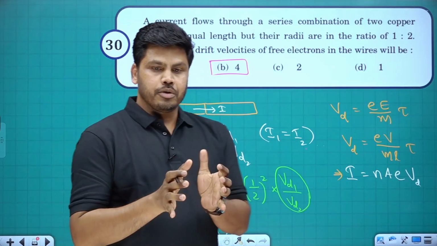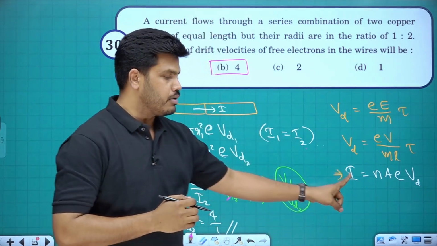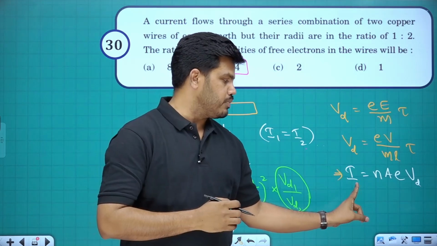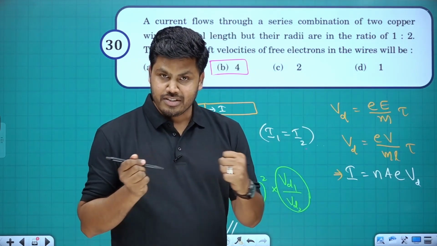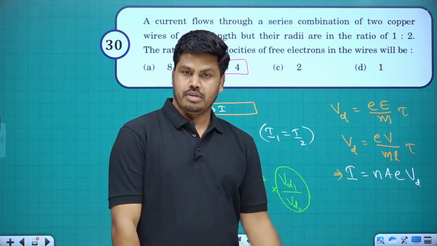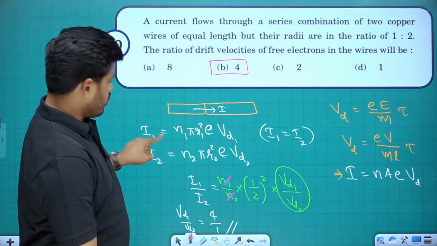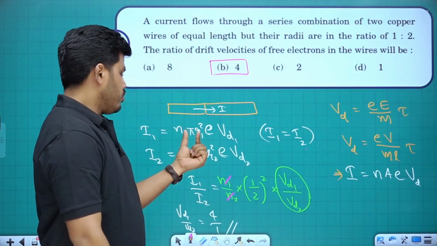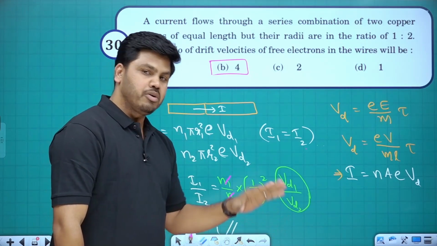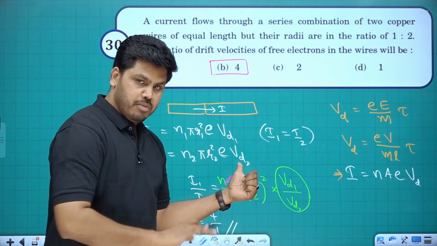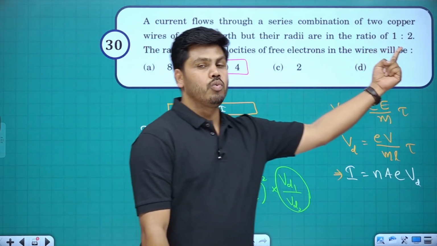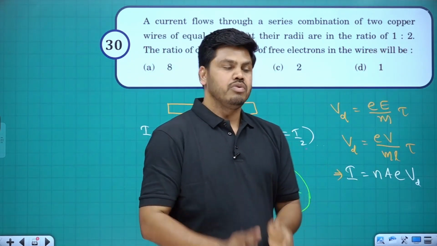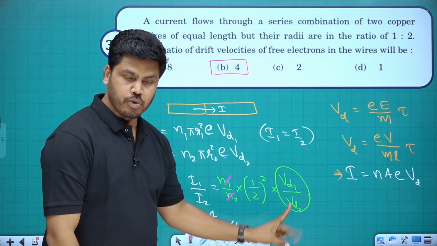Okay, so the question was related to the equation connecting the relation between current and drift velocity. You are given two conductors connected in series. Since it is series, current will be the same. So we equated the current in both the conductors. We had N1 and N2 cancelled because they are made of the same material. E will be the same in both the cases. That also will be cancelled. Pi will be cancelled. Radius ratio was given in the question. Using that, we found out the VD1 to VD2 ratio.